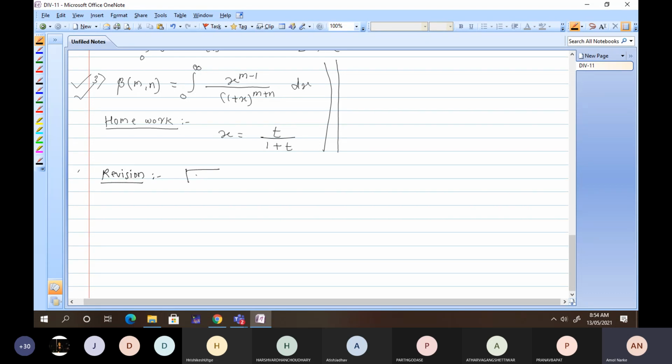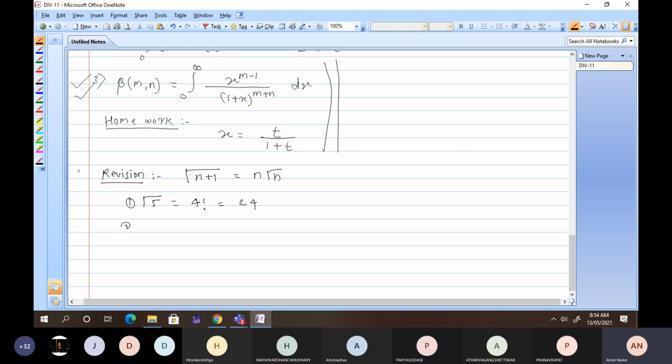We have gamma of n plus 1. Tell me, what is the value of gamma of n plus 1? It is n into gamma n. So you can easily find gamma of 5. Tell me, gamma of 5? It is 4 factorial, that is nothing but 24.